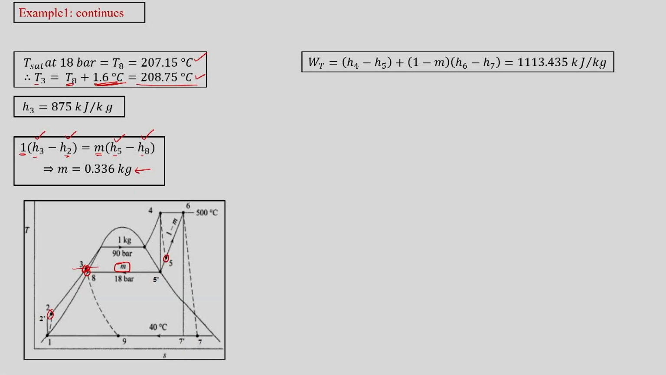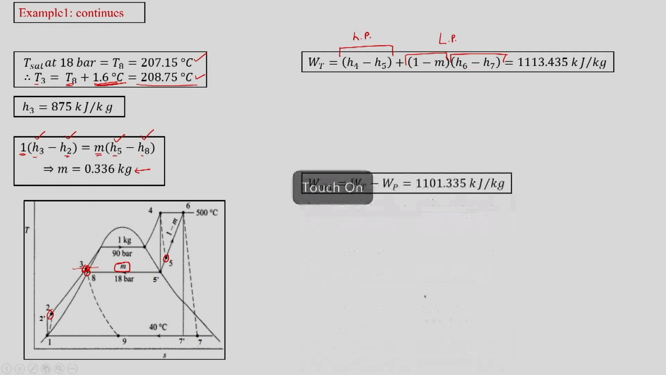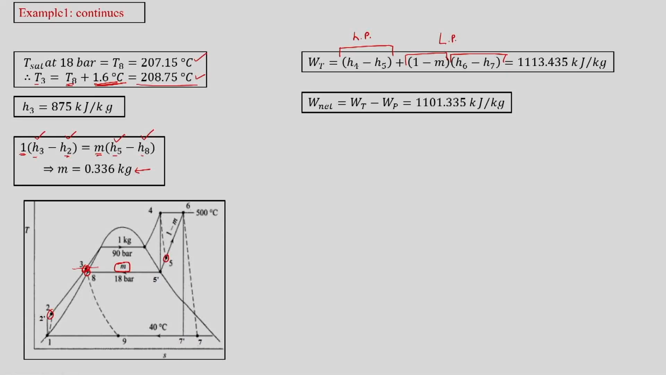This can be helpful for us to find out turbine work, and turbine work is H4 minus H5, which is high pressure turbine work, HP turbine, and then we have (1 minus m) into (H6 minus H7). This is low pressure turbine. So these two turbine works will be added to find out turbine work. Then net work is turbine work minus pump work. We had already found out actual pump work. So this will be the net work of the cycle.